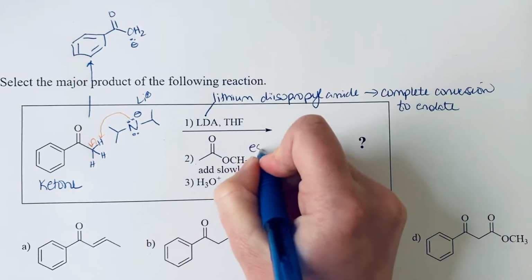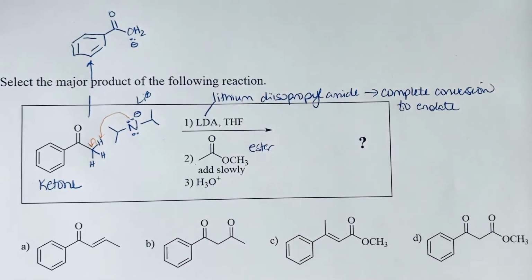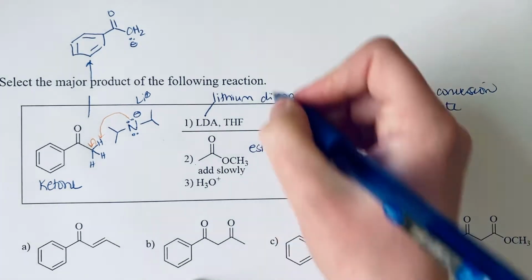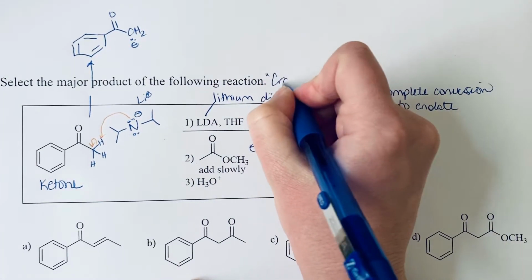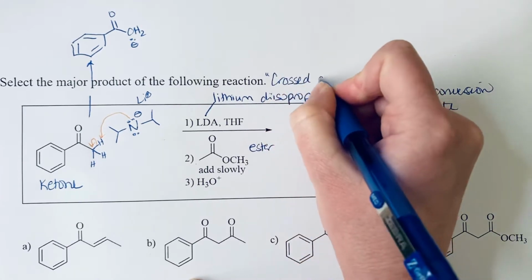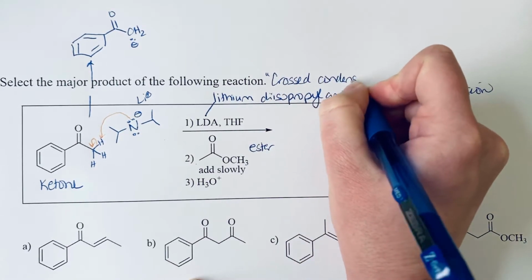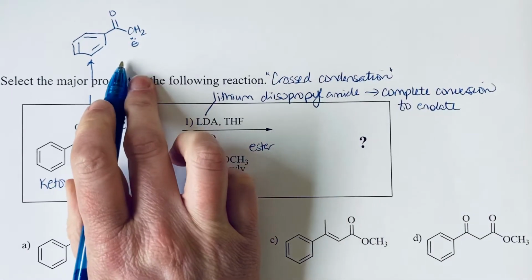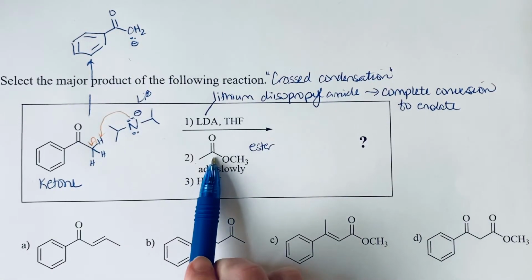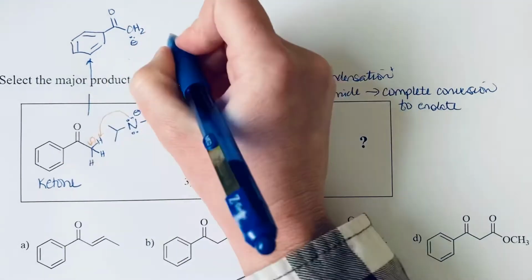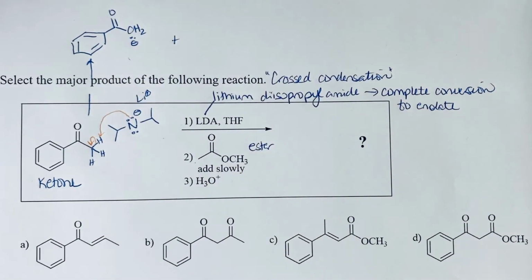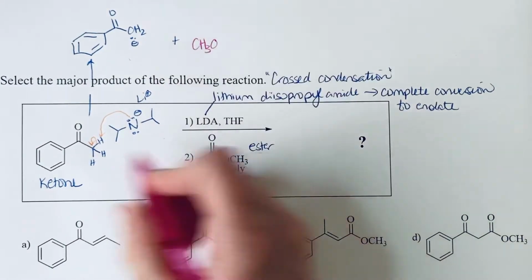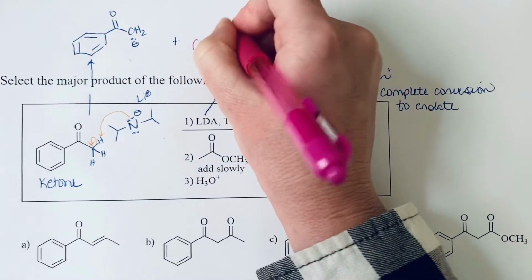So we're adding in an ester. So this is just, it doesn't have a fancy name, it's just a crossed condensation reaction. Okay, so an enolate here is a nucleophile, so it can attack the electrophilic carbon of the ester. So I'm going to go ahead and draw that ester. I'll draw it in a different color so we can keep track of what piece of our product is coming from which one of these starting materials.